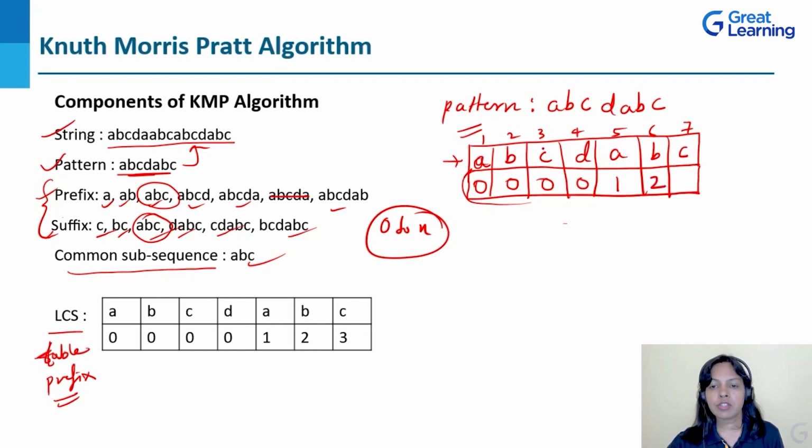Now C. Is C matching anywhere before? Yes, C is matching with this location, and its index value is 3. So this will be 3. So this is how we construct the table, the prefix table or LCS.